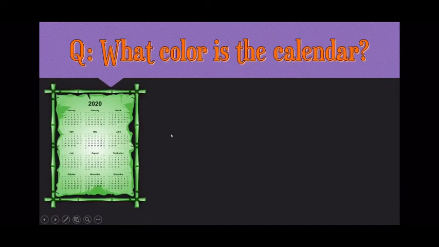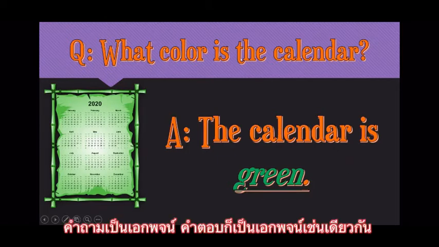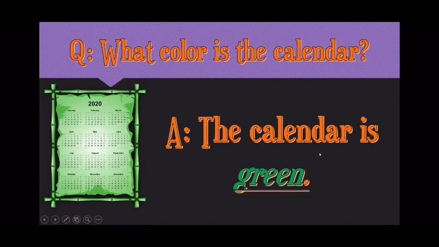Next we have, what color is the calendar? So how would you answer this one? So we'll say the calendar is green. Okay, the calendar is green. So singular question, your subject should also be in singular form. So the calendar is green.